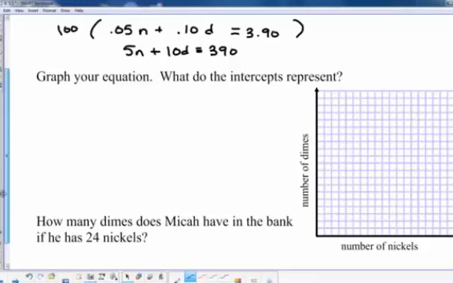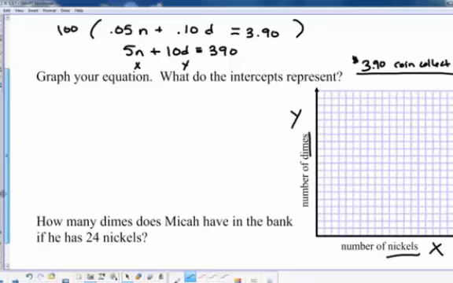So as you can see, nickels is like our x, and the dimes is like our y. Whoops, that's supposed to say y, because this is our x-axis, and this is our y-axis, and these are our titles. In this case, there's not like an independent and a dependent, so we're just going to go with this. So then I'm going to put $3.90 coin collection. That would be a good title.